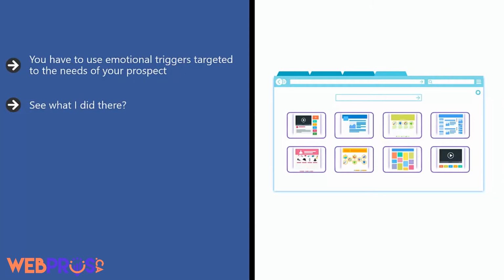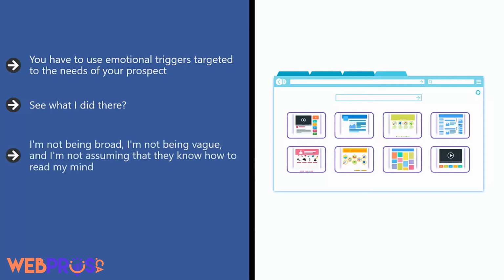These are people who are looking for places to sell. These are people looking for tips to improve their organic farm's output. I'm not being broad, I'm not being vague, and I'm not assuming that they know how to read my mind. I'm not doing any of that. Instead, I was very specific as to what they have problems with.